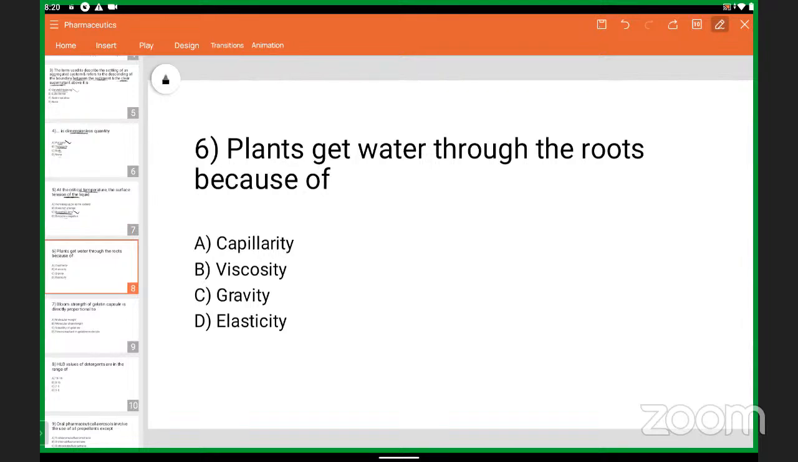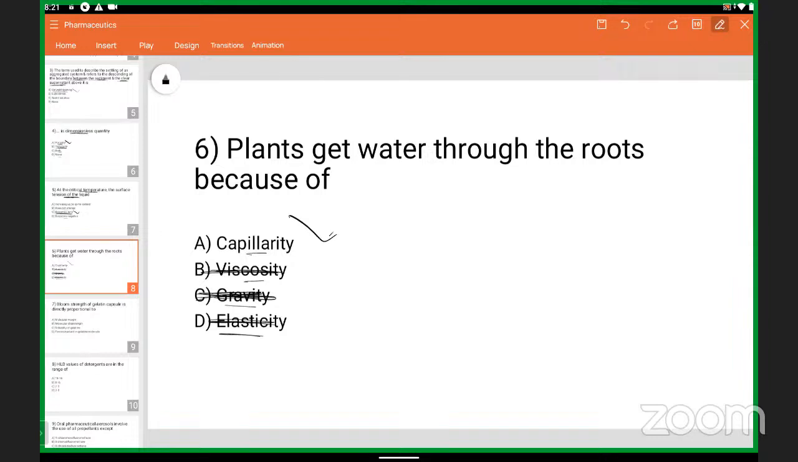Question number 6. Plants get water through the roots because of. Option A is the capillarity, option B is the viscosity, option C is the gravity, and option D is the elasticity. Gravity तो वैसे भी by default नहीं आएगा because आपका against the gravity, towards the sky है, top को आपको movement करना है from the bottom to the top or to sky. So gravity will not be the option. Elasticity is also not the option. विस्कोसिटी का कोई इम्पैक्ट नहीं है वहां पे, कुछ भी हम कंसिडर नहीं करते.